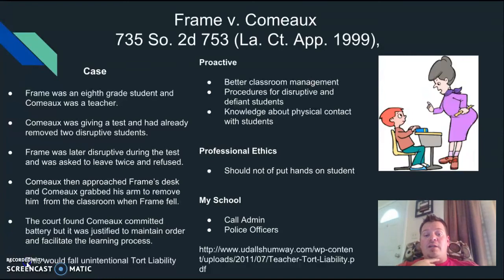To be proactive, better classroom management would help, because of course the students were being disruptive during the class. Also, procedures for disruptive students in the school. So hey, if you have a kid that is defiant and disruptive, what do you do? And then knowledge about when you can actually touch students, because this is a case where I would never put my hands on a student. What I would do, like it says on my slide here, is call an administrator or have the office call for a police officer to help escort the student out.